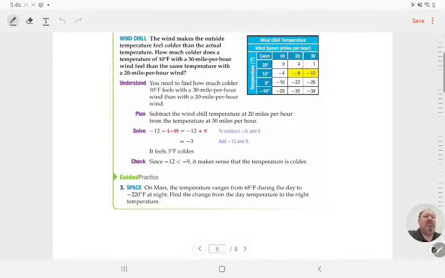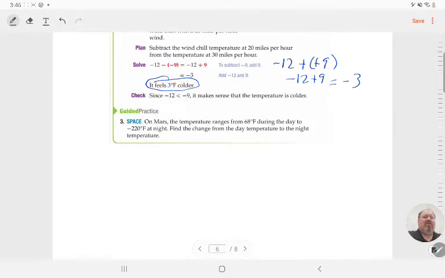So with the 20 mile per hour wind, it's like -9, and the 30 would be like -12. So all I would have to do is take the -12, subtract the -9. Keep, change is going to be -12 plus 9. They're different signs, so I subtract and keep the sign of the larger, which is going to be -3. So it feels 3 degrees colder. Okay? All right, pause it, try number 3, and then we'll come back and see how you did.